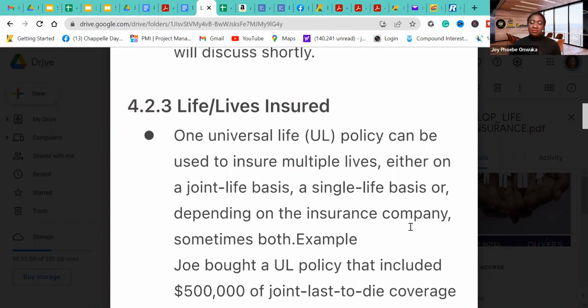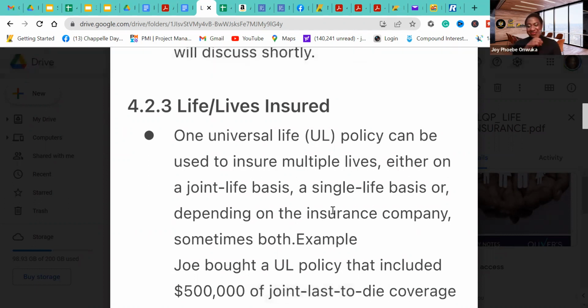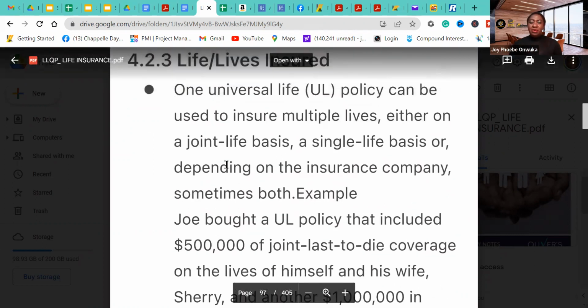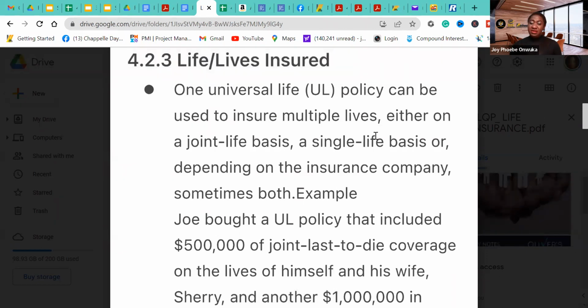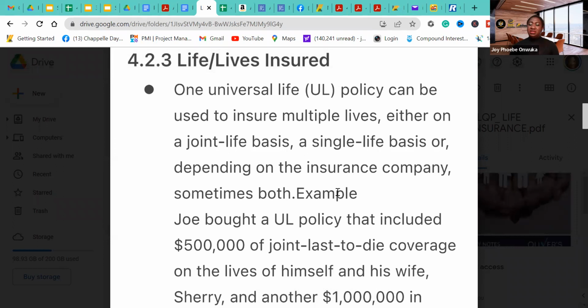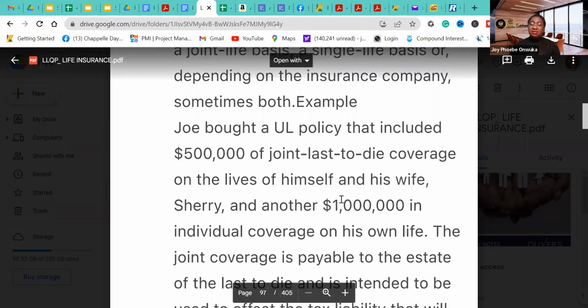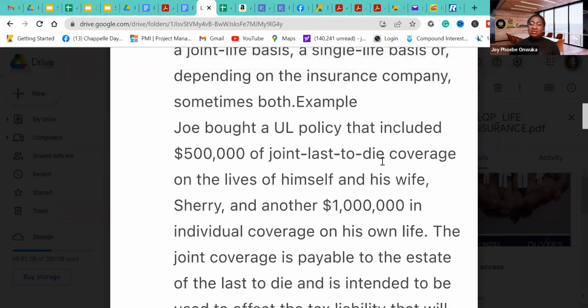So there's no need to explain it any further. Now we're going to be looking at lives insured: life for one and lives for multiple insured, okay? One universal life policy can be used to insure multiple lives, either on a joint life basis, a single life basis, or depending on the insurance company, sometimes both. For example, Joe bought a universal life policy that includes 500,000 of joint last-to-die coverage on the lives of himself and his wife Sherry, and another 1 million in individual coverage on his own life.